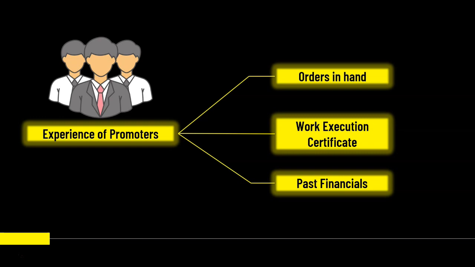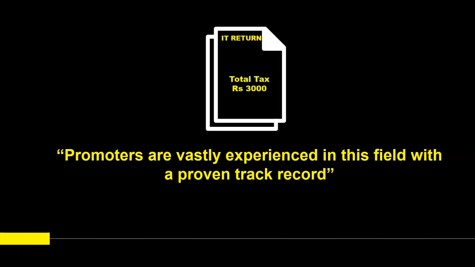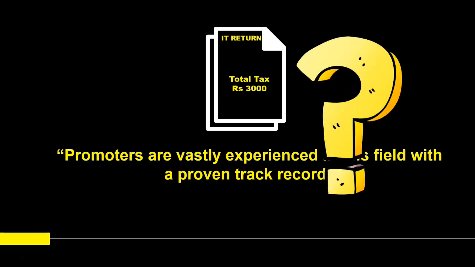Just imagine a situation when you are writing promoters are vastly experienced in this field with a proven track record, and on the other hand, you observe from their income tax return that their gross annual income is carefully adjusted so that they have to pay income tax of rupees 2,000 or maybe 3,000 per year. Will it be appropriate to use those adjectives like vastly experienced and proven track record?